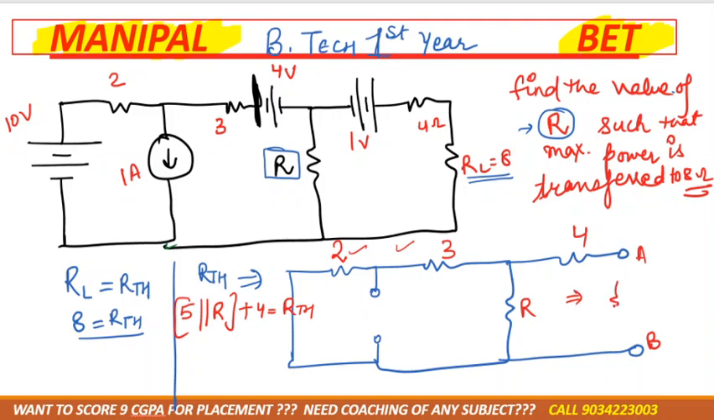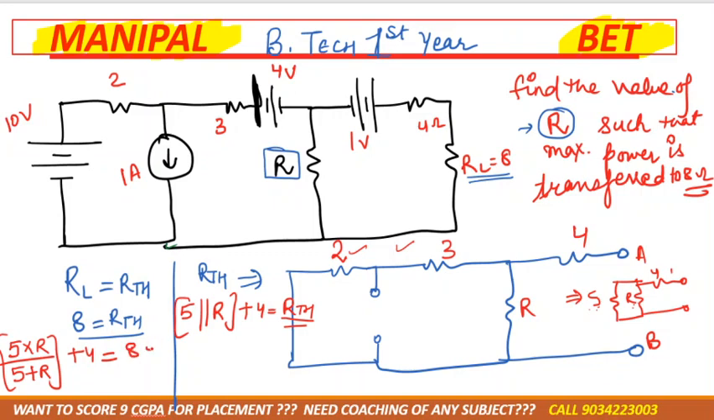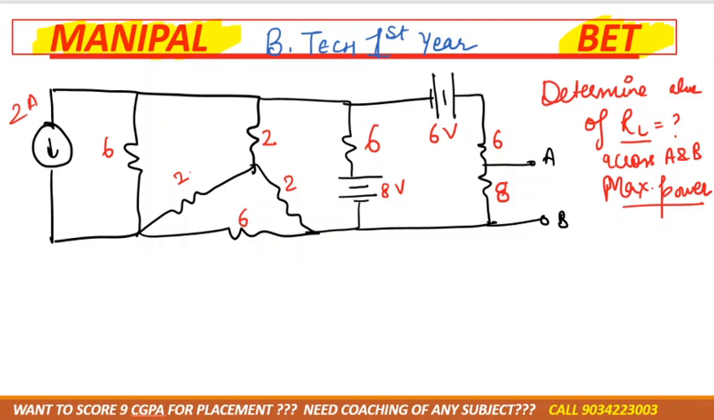If we further solve it, this is 5, this is R, and this 4, right? So 5 and R are in parallel, in series with 4. So we can place RTH here like this. So 5 parallel R means 5 into R divided by 5 plus R, plus 4, is equal to RTH. RTH is equal to 8 ohm. Now can you get the value for R? There is only one variable. In this question we need to calculate RL, right? So RL must be equal to RTH and RTH must be equal to RAB.